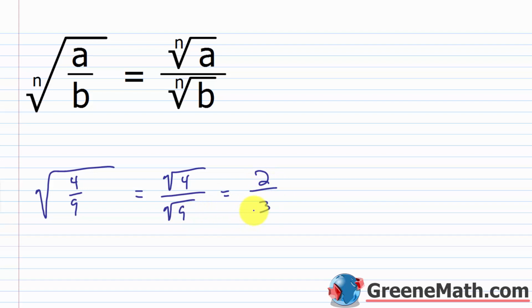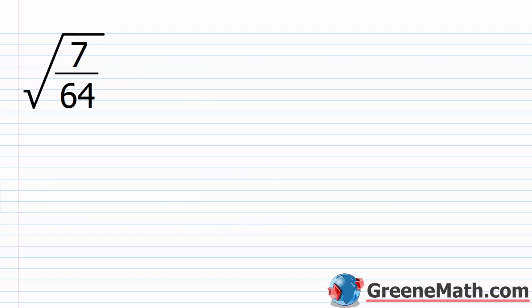Okay, pretty simple. So suppose you saw something like the square root of 7/64. So all I'm going to do is just break this up and say this is the square root of 7 over the square root of 64. The square root of 64 is 8. So I would write the square root of 7 over 8. I can't do anything else with the square root of 7. 7's a prime number. Nothing else I could do. So this is as simple as you can make this. Square root of 7 over 8.